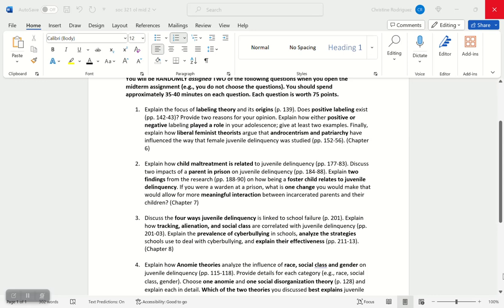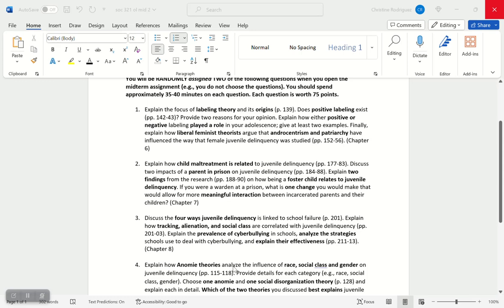This is an overview of the second midterm study guide. Question 1 is from Chapter 6: Explain the focus of labeling theory and its origins. There's a very good discussion about labeling theory and its origins, including its relationship to the work of Howard Becker as well as other sociologists. So make sure that you're explaining that in some detail. Don't just make a statement and then be done with it. Make sure that you're providing some details.